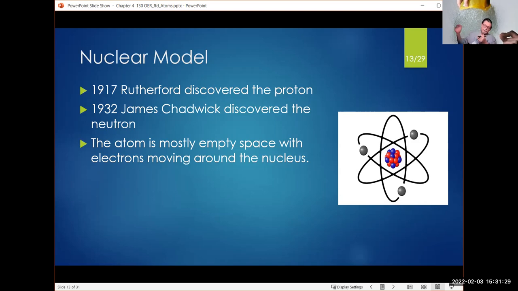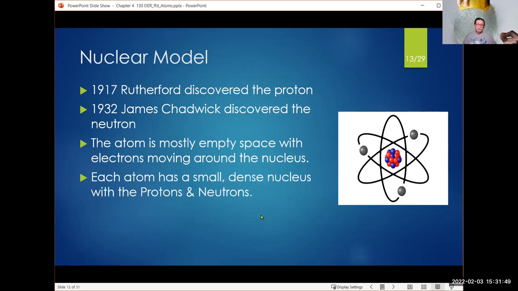And even though there's that distance, there's still a force that holds it together. It's an extremely strong force. We're all familiar with nuclear bombs and the devastation they can bring, but there's a lot of energy in the atom. Each atom has a small, dense nucleus, which consists of the proton and the neutron.